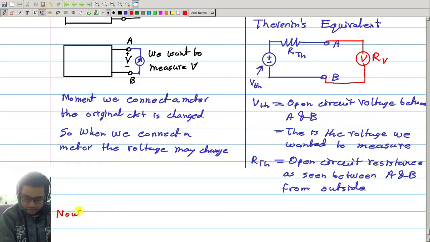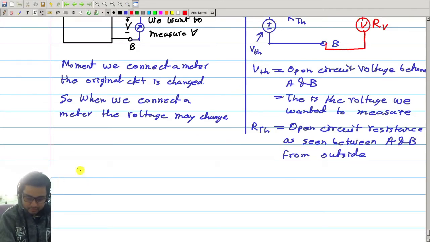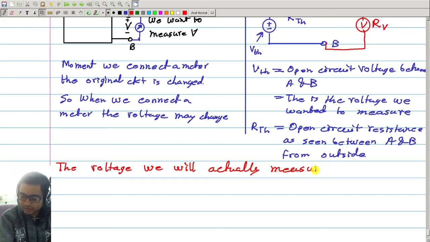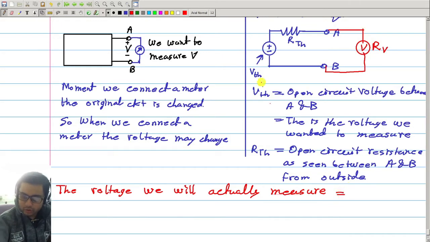So now the voltage that we will actually measure is the voltage in presence of this meter, and that is equal to VTH divided by total resistance RTH plus RV. This is the current flowing through the meter multiplied by the meter resistance RV, potential divider rule. So this is the voltage which exists in the presence of meter, and this is what we will measure. And this is of course not equal to the actual voltage that we wanted to measure, that is VTH.